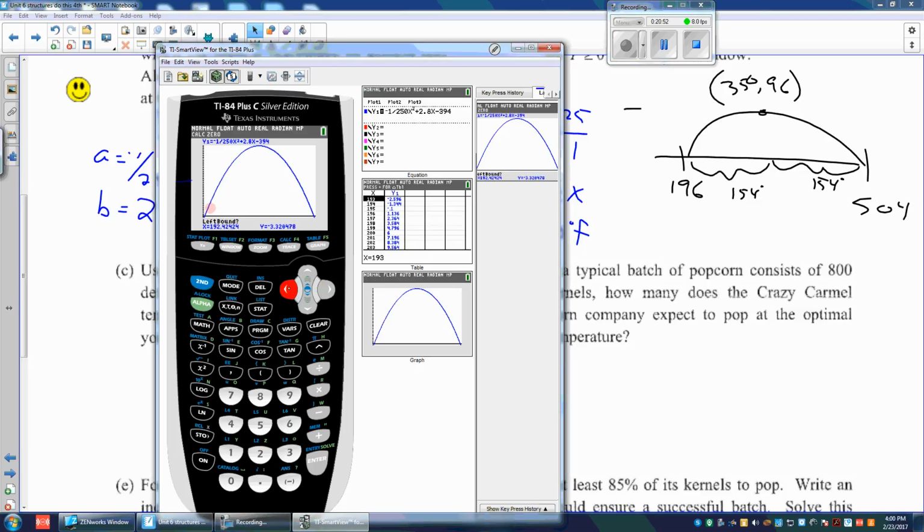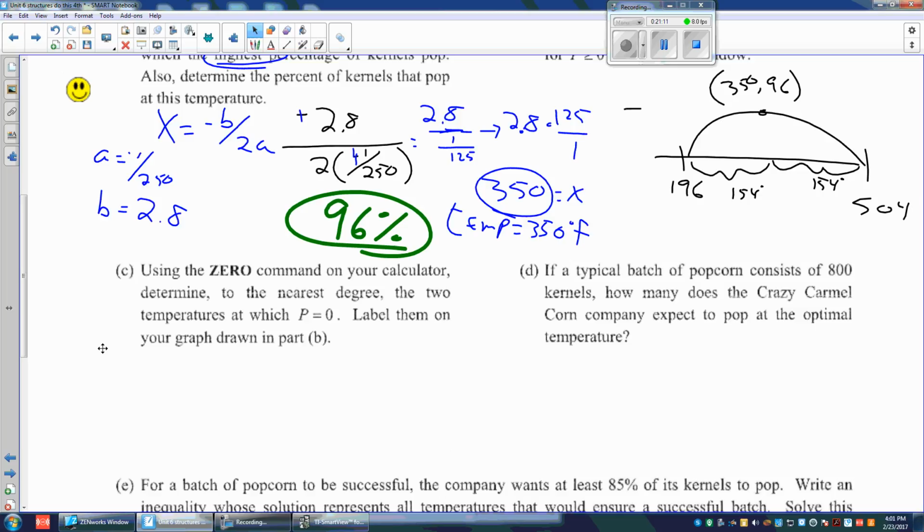So I'm going to move to the left below 0. I hit enter. Am I on the right? I'm going to move to the right above 0. Hit enter. Guess? I don't think so. Go ahead and hit enter. The 0 is right there, 195 exactly. Using the zero command on your calculator, determine to the nearest degree. 195.